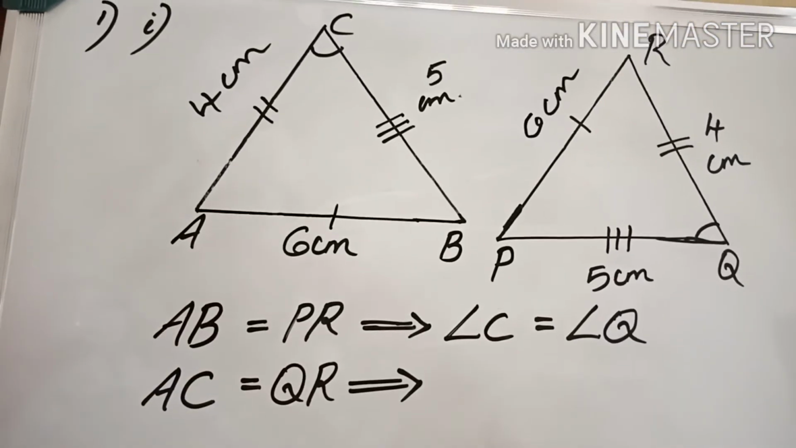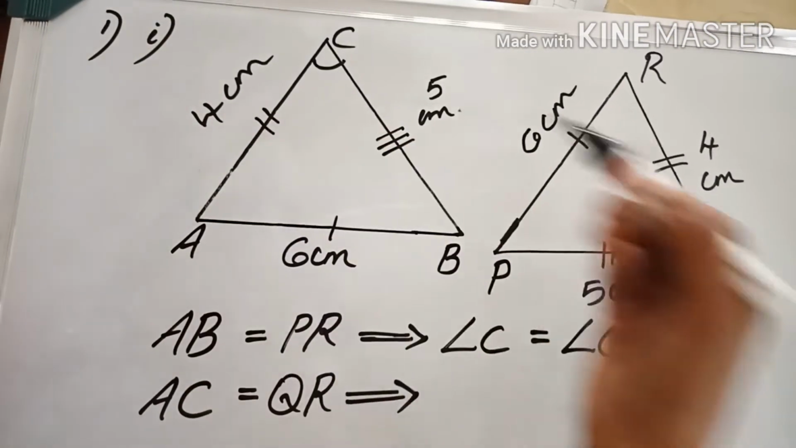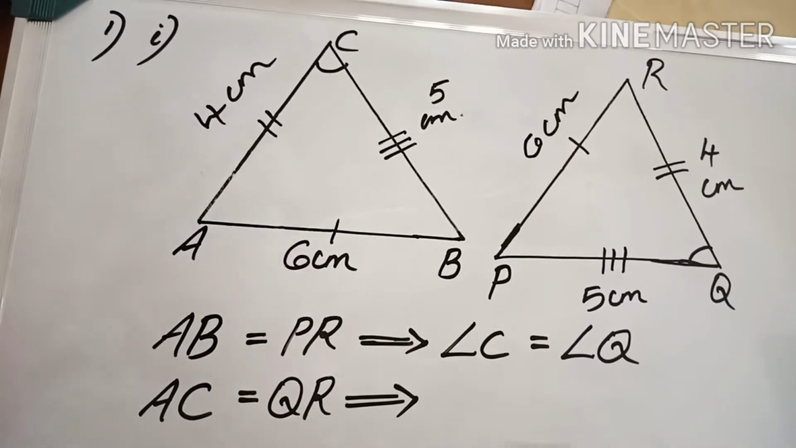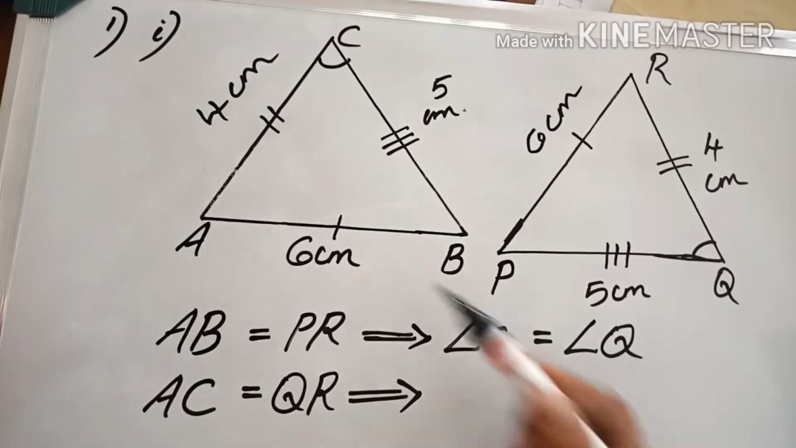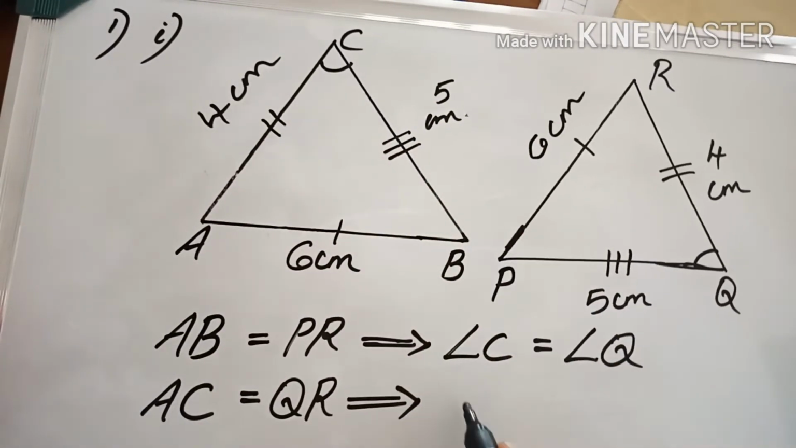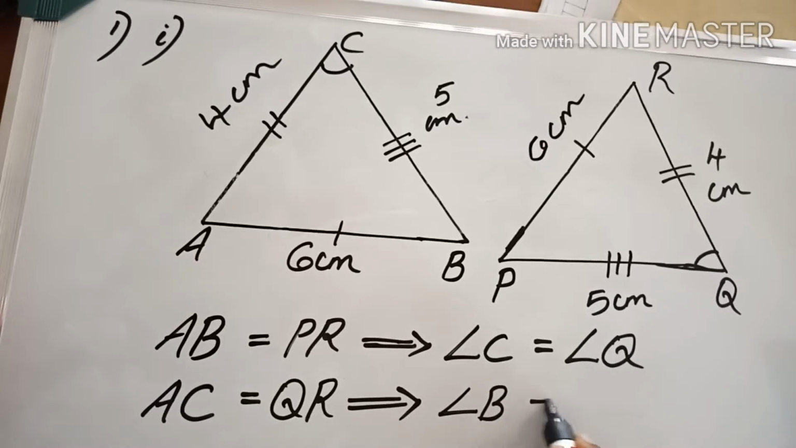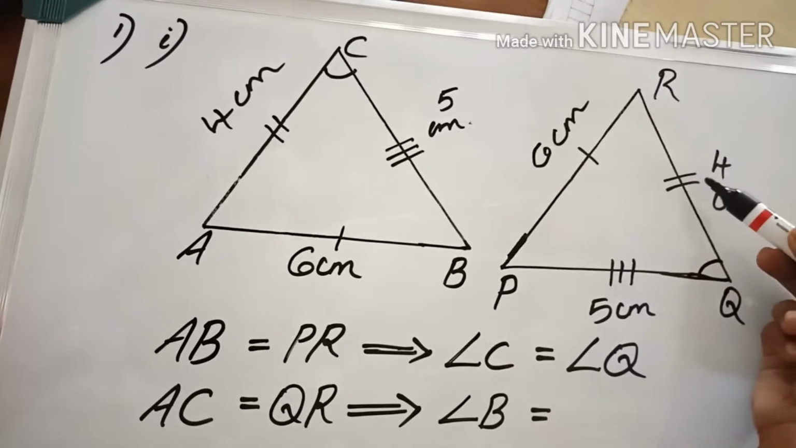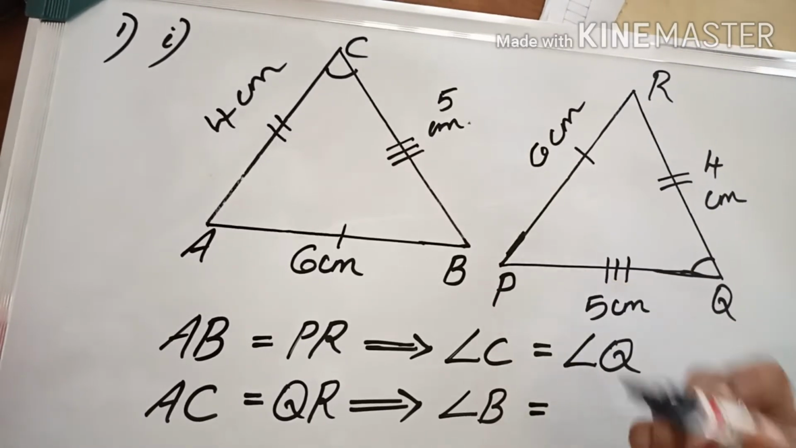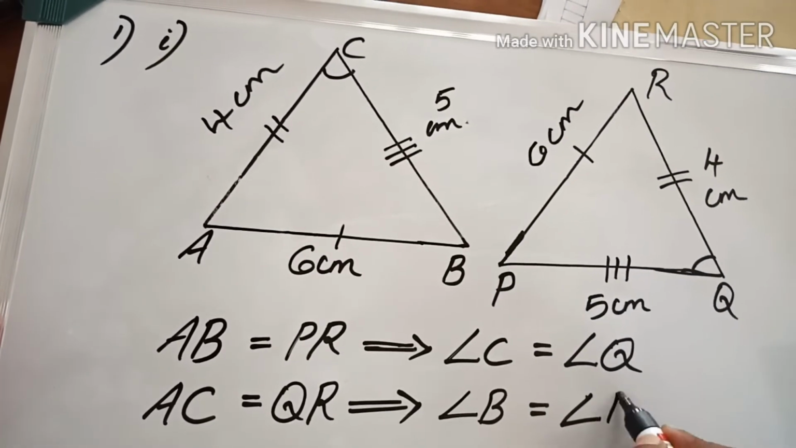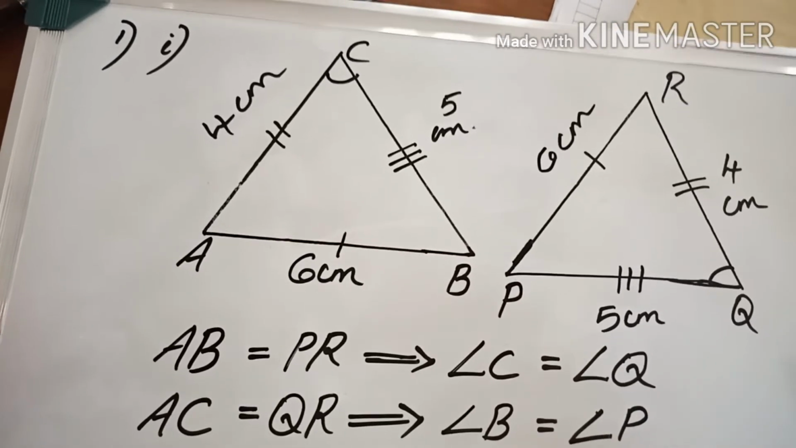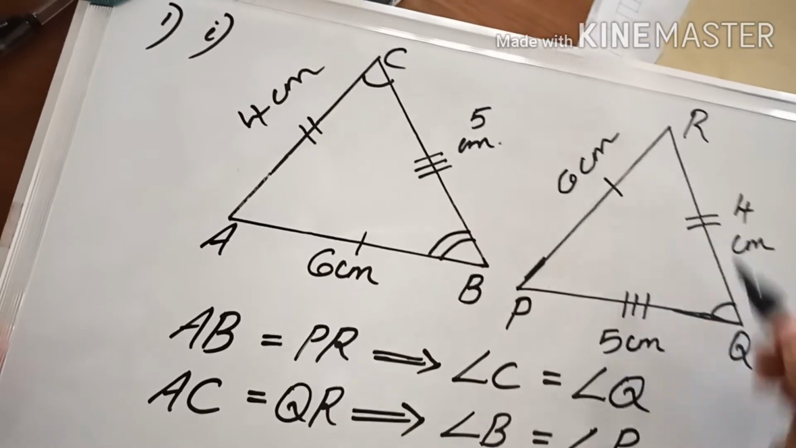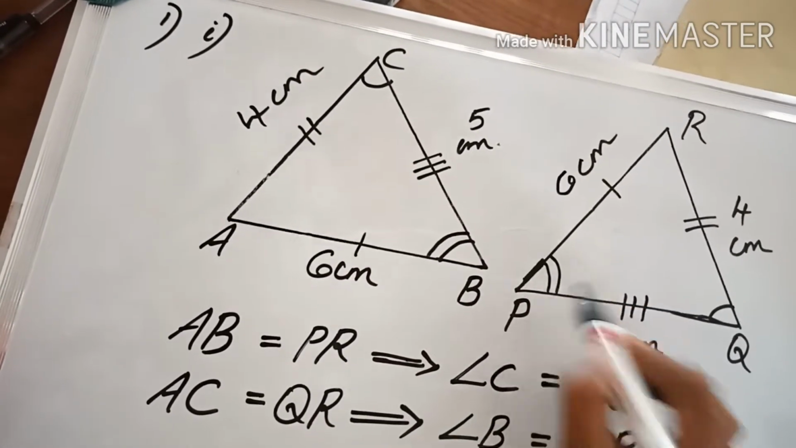Now the second side is AC and QR. AC is the same as QR. These are the equal sides, so the opposite angles of these two sides will be equal. AC's opposite angle is angle B in the first triangle. For QR of the second triangle, the opposite angle is angle P. So angle B and angle P will be equal. We can mark that like this. These two are the equal angles.